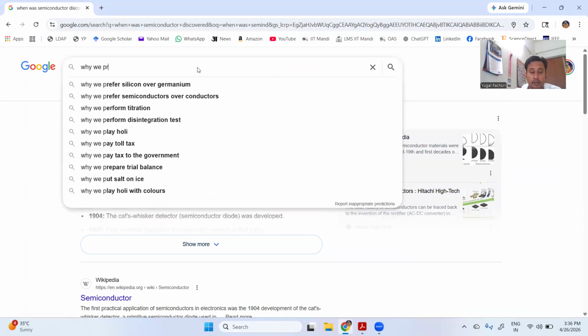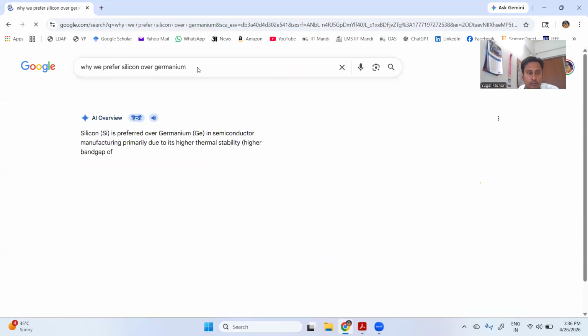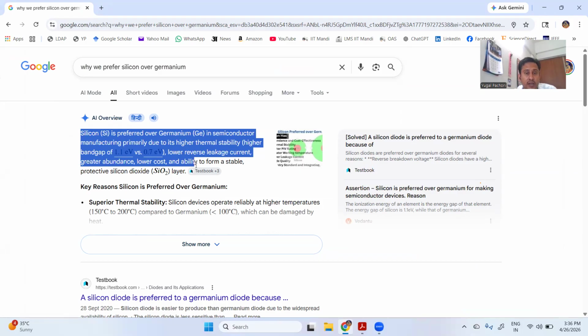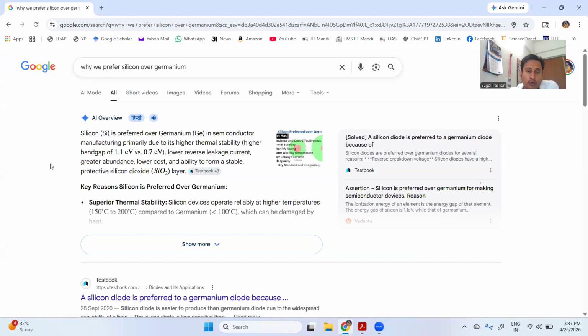why we prefer silicon over germanium. So silicon is preferred over germanium semiconductor due to its higher thermal stability and low reverse leakage current. Yeah. So these are the two points and greater abundance. I am just highlighting these points. Silicon is preferred over germanium in semiconductors because it has higher thermal stability, it has a lesser reverse leakage current, and it is abundant in nature. This I already told you.